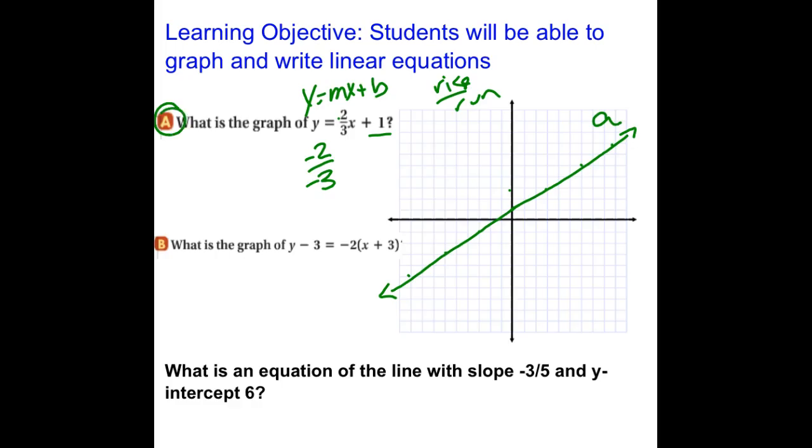This is the one that kids struggle with. It says y minus 3 equals negative 2x plus 3. This is what we call point-slope form. So in this form, instead of the y-intercept, you can actually pull out an ordered pair, and you pull it out of right there and there. The format for this is y minus y1 equals m times x minus x1. So your ordered pair, you want x1 and you want y1.